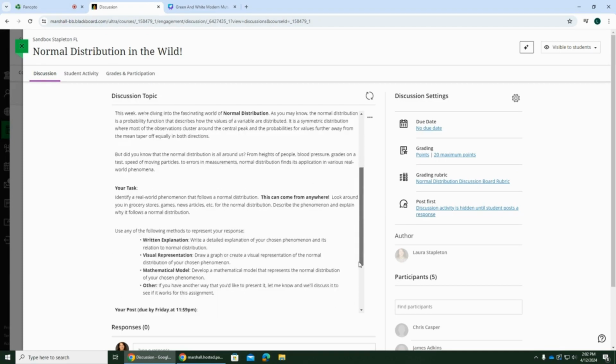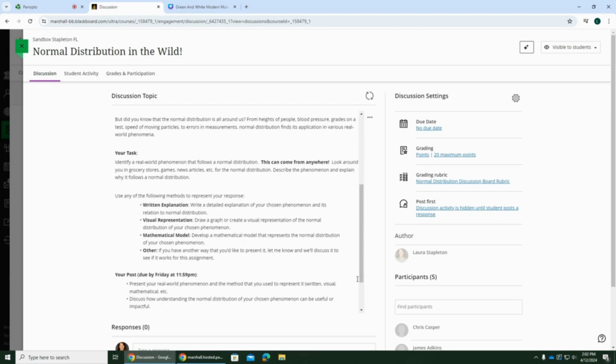But then their task is to identify a real-world phenomenon that follows a normal distribution, and I encourage them to think outside the box. It can come from anywhere. But they are going to describe the phenomenon and explain why it follows a normal distribution. And they can use any of the following methods.